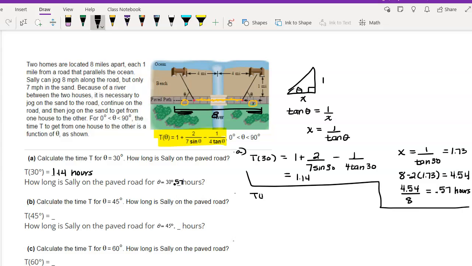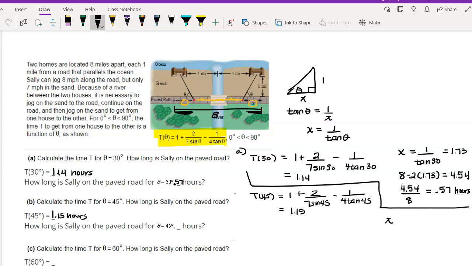Alright, so now we're going to do that again for part B, but this time it asks for T of 45. So T of 45 is 1 plus 2 over 7 sine 45 minus 1 over 4 tangent 45. And when we substitute that into our calculator, we get 1.15. So 1.15 hours is her total time, including the sand and the paved road. But once again, we want to find just the paved road.